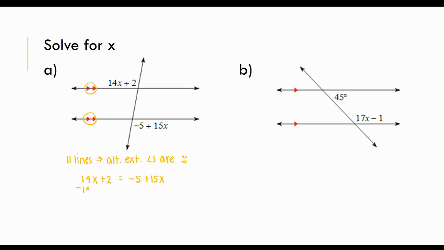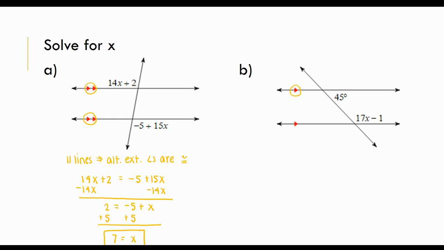So I want to start solving for x. I'm going to subtract 14x over to the right. That gives me now just 2 equaling -5, and then that'll be just 1x. So the last step to get x by itself is to move the -5. The opposite of that would be to add it. So it looks like x equals 7.